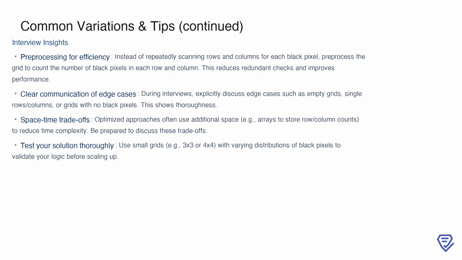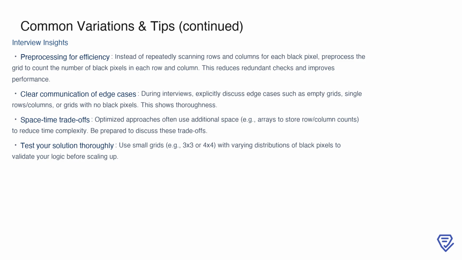To perform well in interviews, there are several key strategies to keep in mind. Pre-processing the grid for efficiency is one of them. Instead of scanning rows and columns repeatedly for each black pixel, pre-process the grid to count the number of black pixels in each row and column. This approach minimizes redundant checks and significantly improves performance. It's also essential to clearly communicate edge cases during the interview. For example, mention how you would handle empty grids, single rows or columns, or grids without any black pixels. This demonstrates your thoroughness and attention to detail.